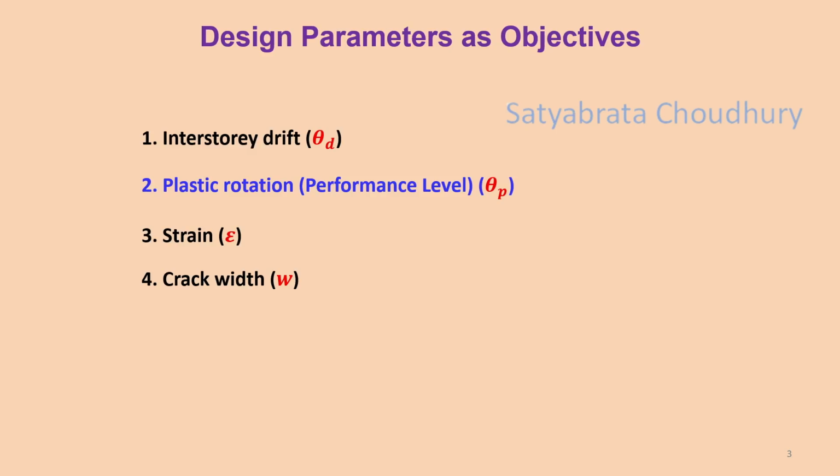Which plastic rotation value corresponds to which performance level is available in FEMA documents and ASCE 41 documents. You can also have strain as a parameter in design objectives. You can also have crack width as a parameter. Out of these, the first three I have seen so far been dealt with for PBD. The last one is important, but I have not seen any performance based seismic design philosophy accommodating crack width.